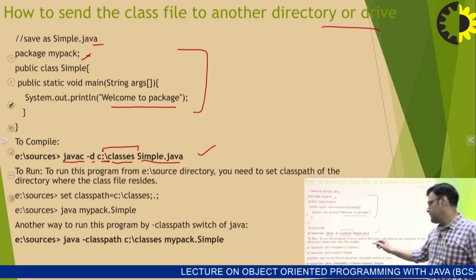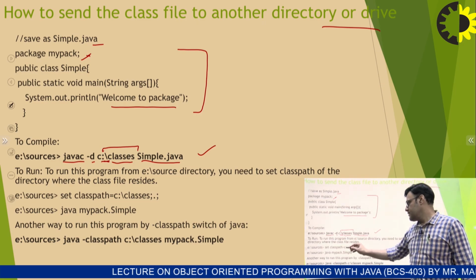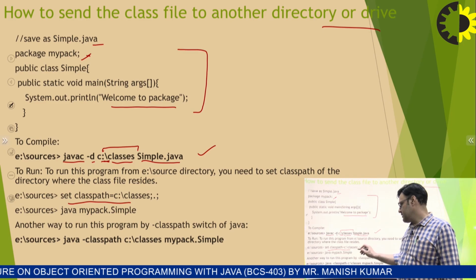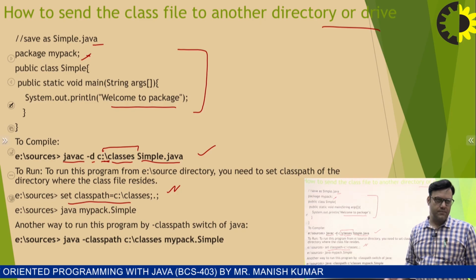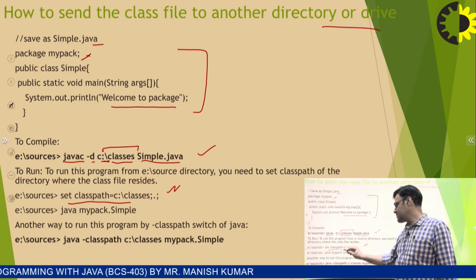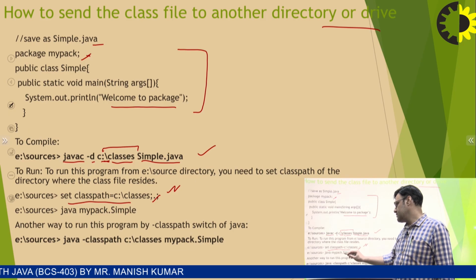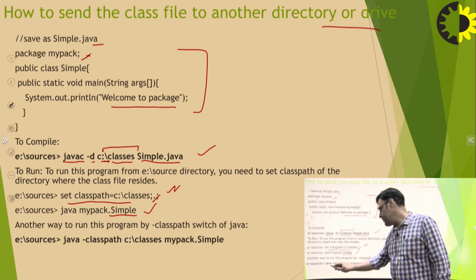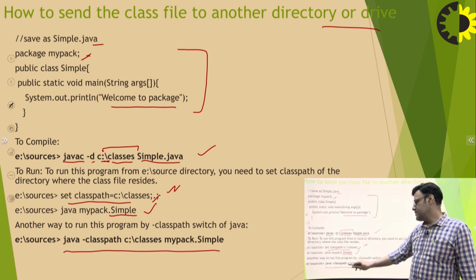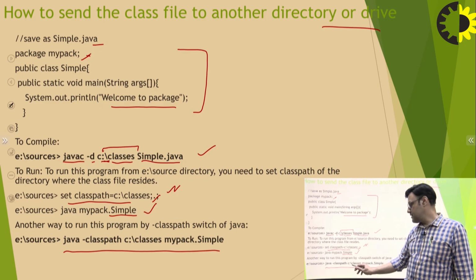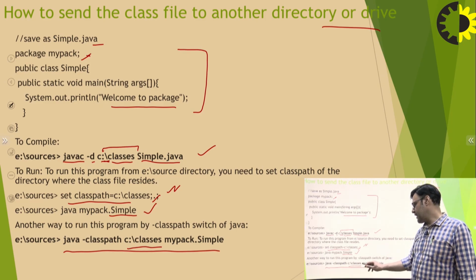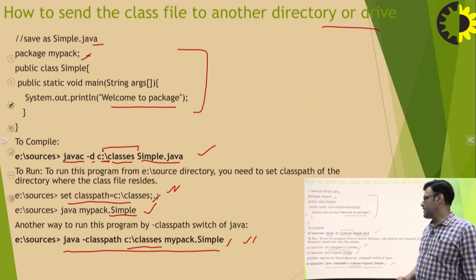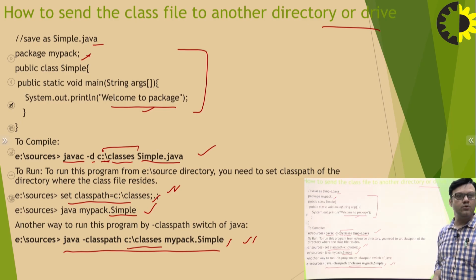Now to run, how to run? For that, previously we would set the class path. Okay. Now we need not set the class path. If you want to see that, classpath is equal to C:\classes, then java mypack.simple. Or alternatively you can also write this command directly, java -classpath C:\classes, where simple is there, mypack.simple. So you will run this program and it will print welcome to package.